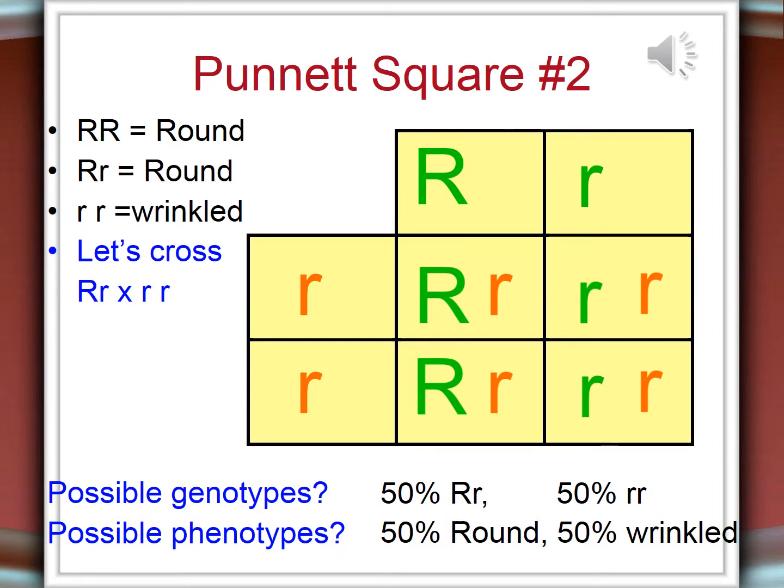So if you were to cross these two organisms together, that's what you can bet on. You can bet on that if they have offspring, 50% of them might be round, 50% of them might be wrinkled. That's what it's telling you. It's giving you the chances that that's going to happen. So if you cross these, you have a 50-50 chance of getting one or the other. It's like flipping a coin in this case.